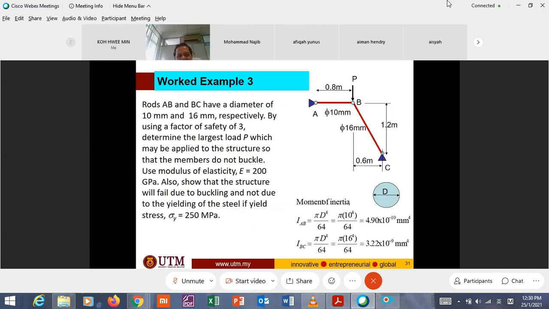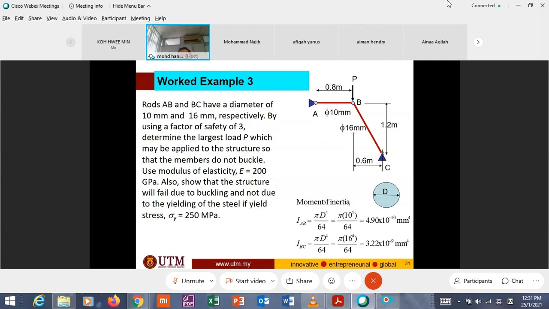We are now going to the third example. Rods AB and BC have a diameter of 10 millimeter and 16 millimeter respectively. By using a factor of safety of 3, determine the largest load P which may be applied to the structure so that the members do not buckle. Use modulus of elasticity E equals 200. Also show that the structure will fail due to buckling and not due to yielding of the steel if yield stress sigma equals 250.